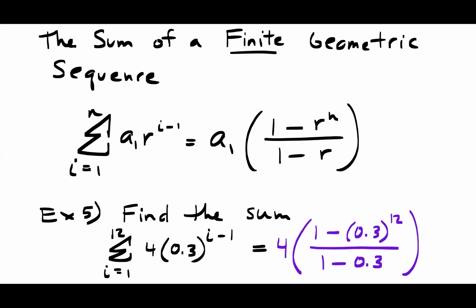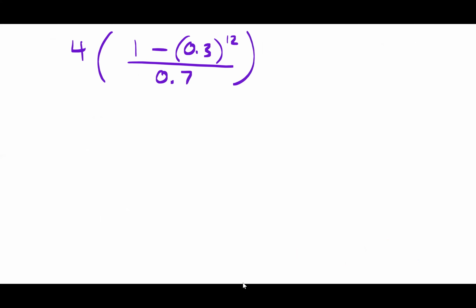What we can do probably is just simplify the denominator over there. So 1 minus 0.3. I'm going to rewrite it on the next slide here. It's just going to be 4, 1 minus 0.3 to the power of 12, over 1 minus 0.3, which is just 0.7. That's kind of cool right there. So can you punch this into your calculator and get the answer? All right, I'll help you punch it into the calculator if you can't do it yet.